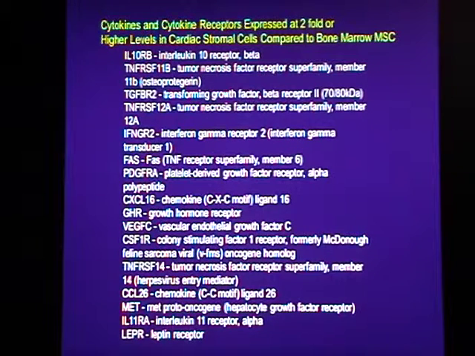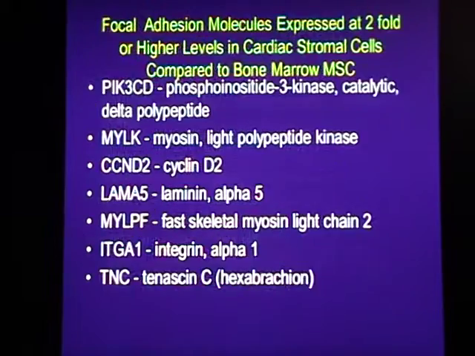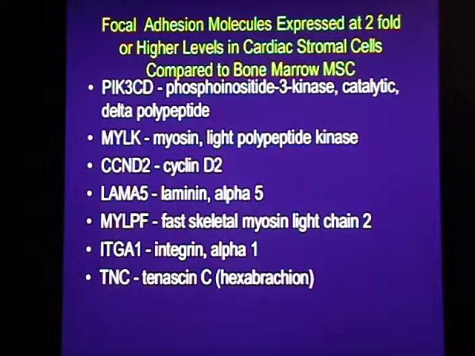cytokines and cytokine receptors, with increased levels of a number of more muscle-derived or endothelial, epithelial type cytokines and receptors in cardiac-derived stroma. Also, cell adhesion molecules varied between the two cell types, and a number of focal adhesion molecules. Again, a number of these associated with muscle-derived cells as opposed to bone marrow cells.